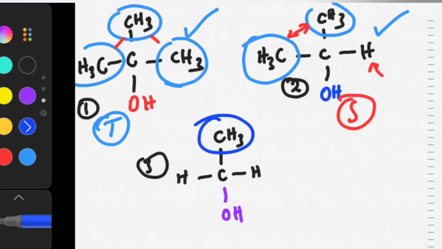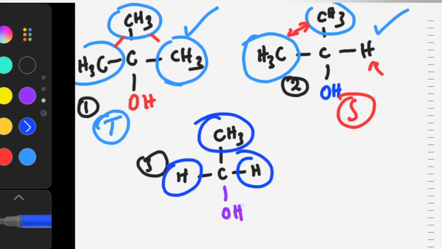Now let's go to the next one, which is the structure. This one contains only 1. It has 2 replaceable hydrogens. This one has 1 replaceable hydrogen. Now primary, this is primary, and secondary.